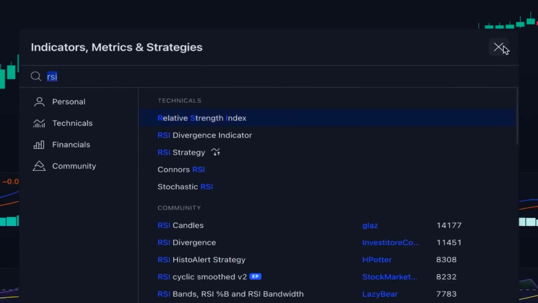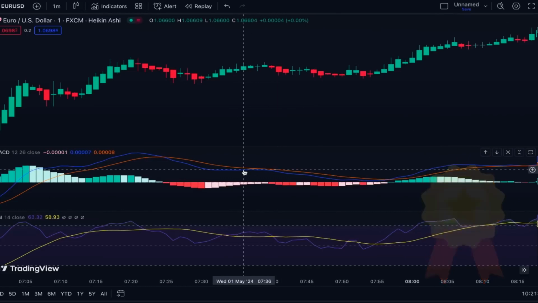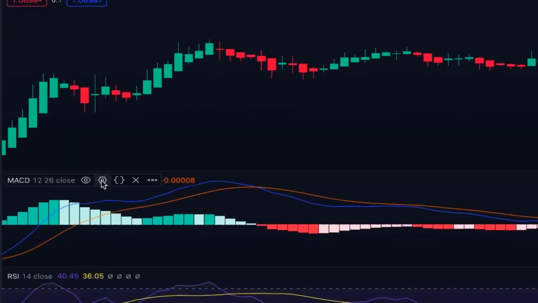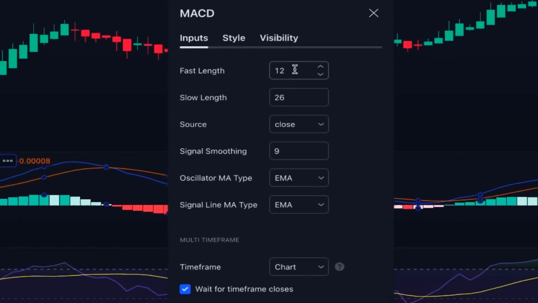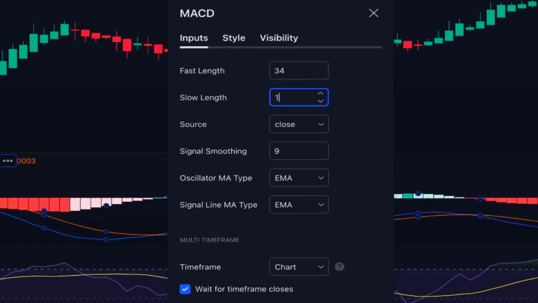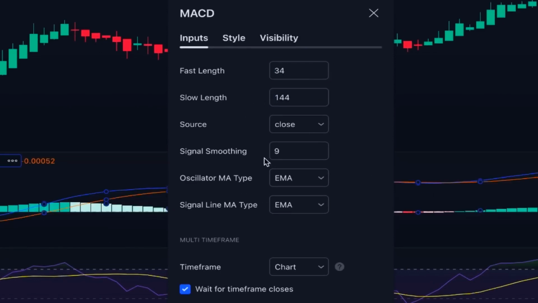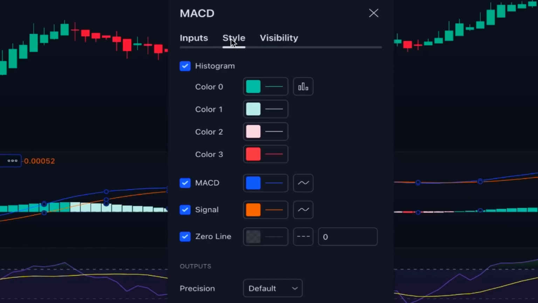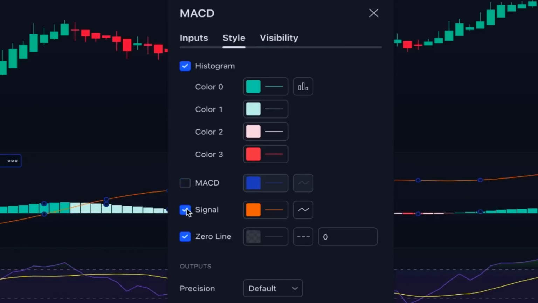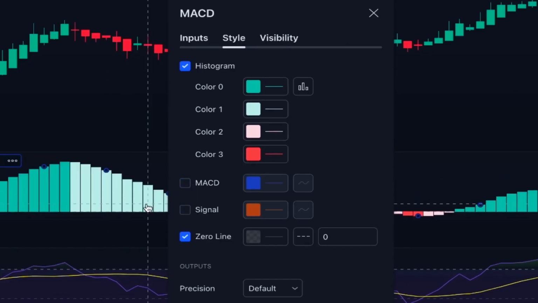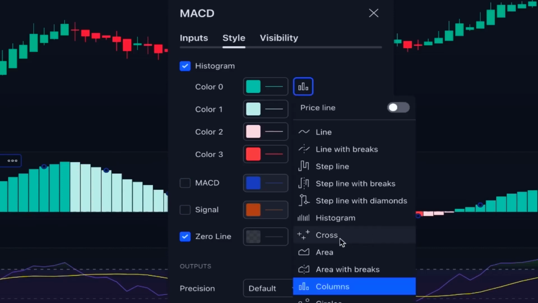Alright, now we have MACD and RSI on our chart and we need to give them special settings that make them work perfectly in conjunction with each other. First, we go to the settings of MACD and here for fast length we set it at 34 and for the slow length we set it at 144. We don't change anything else here, and then we go to the style tab and we remove the MACD line and signal line because we only need the histogram, and also for the appearance we change it to area.